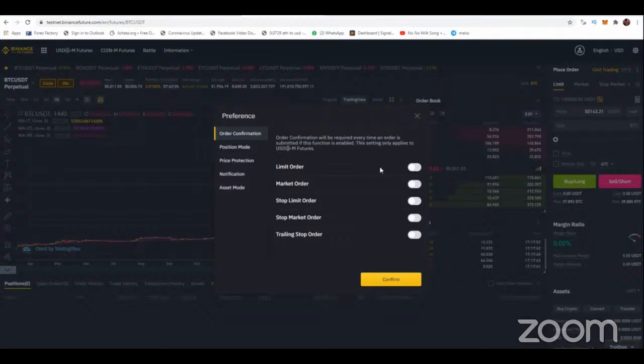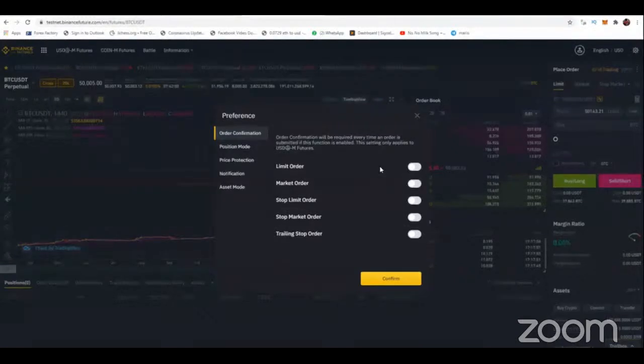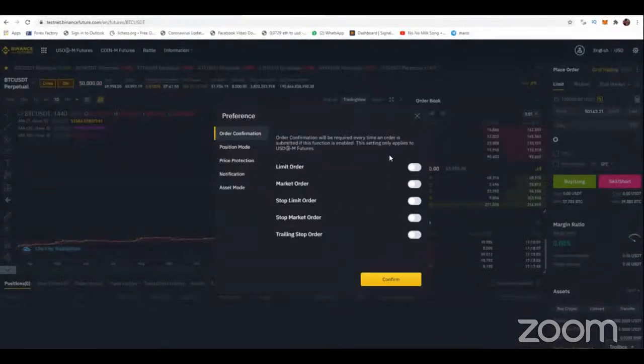Now how will I explain this? There are times we make mistakes, and you want to click on sell, for instance, and then you immediately click on buy. If you don't have this order confirmation on, the position is just going to immediately get opened, and then you will start panicking.